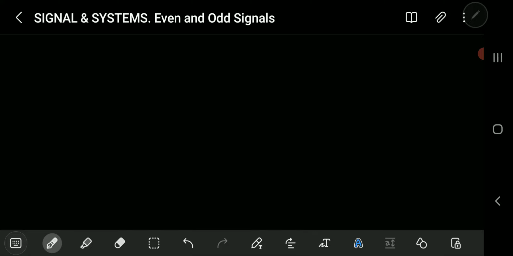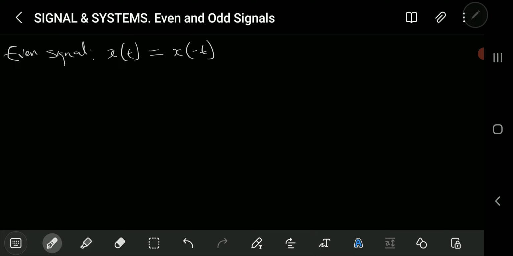Alright, so to start with, let's look at the definition of even and odd signal. You might need to take this down. So when we talk about even signal, even signals are signals which remain identical after undergoing folding operation. That means time reversal. So what that is saying is that if you have a signal x of t, if x of t is equal to x of minus t, such a signal is said to be an even signal.